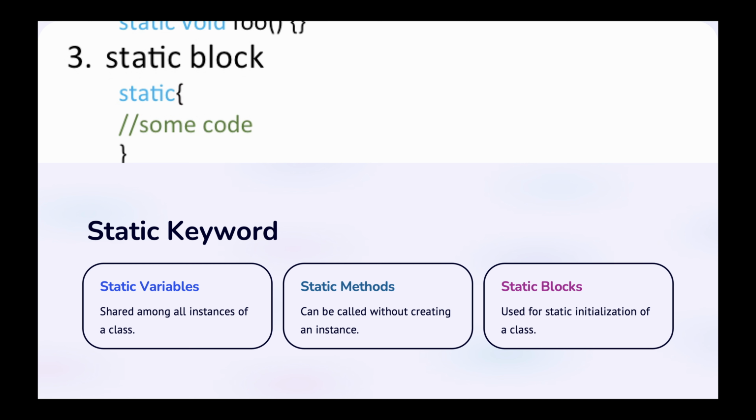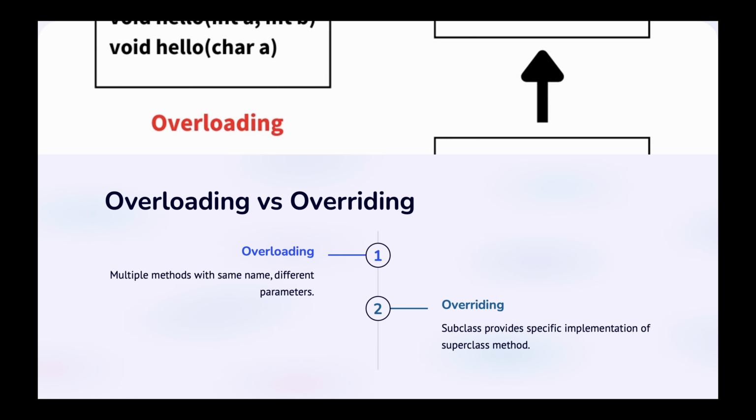Cool. Now here is the sixth question. Explain method overloading and method overriding with examples.